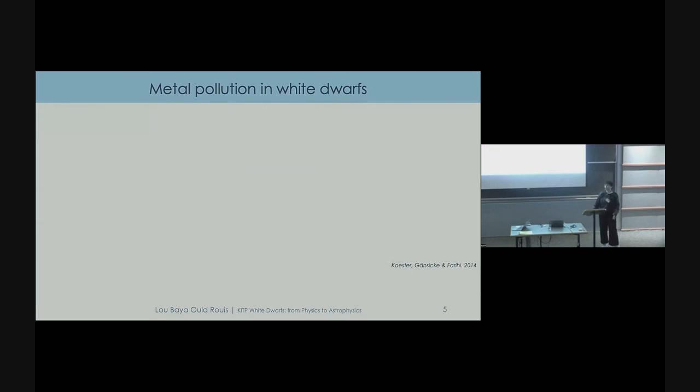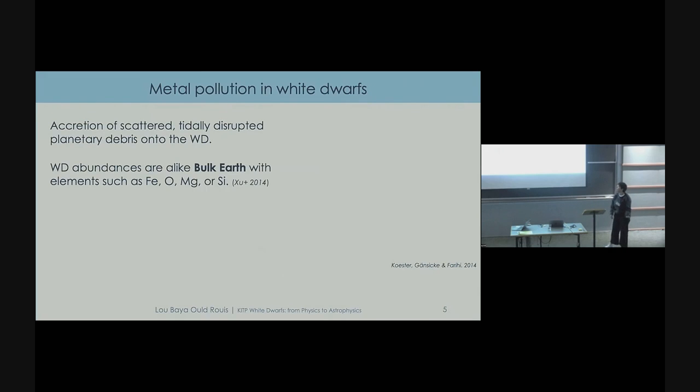So we've heard a lot about metal pollution today, and C and Mark gave an excellent introduction, so I'm not going to go into too much detail here. But we talk about metal pollution as the accretion of scattered, tidally disrupted materials onto the white dwarf. And when we look at the white dwarf abundances, we learn a lot about the materials that could be around that star. And C. Shu had done some great work figuring out that those elements might be like bulk Earth, with magnesium and silicon and iron, things like that.